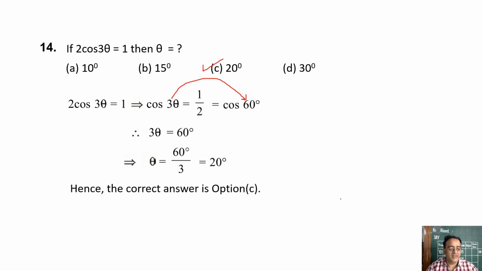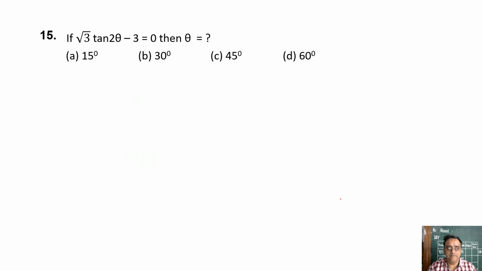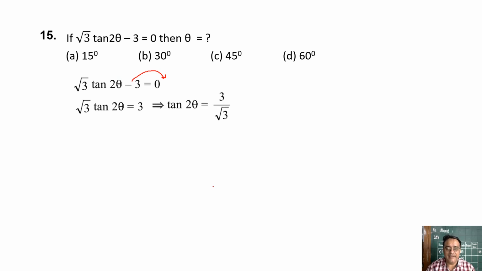Option C. Right. Now we'll move toward question number 15. There are 20 questions in total. If √3 tan 2 theta minus 3 is equals to 0, then theta is equals to dash. So this is given. Now you shift 3 to this side, so -3 shifted here will become +3. Okay. So what is tan 2 theta we are getting? 3 by root 3. And 3 by root 3 is nothing but root 3 only. In tan, at which angle do we get root 3? Tan 60. Right, tan 60 degree.